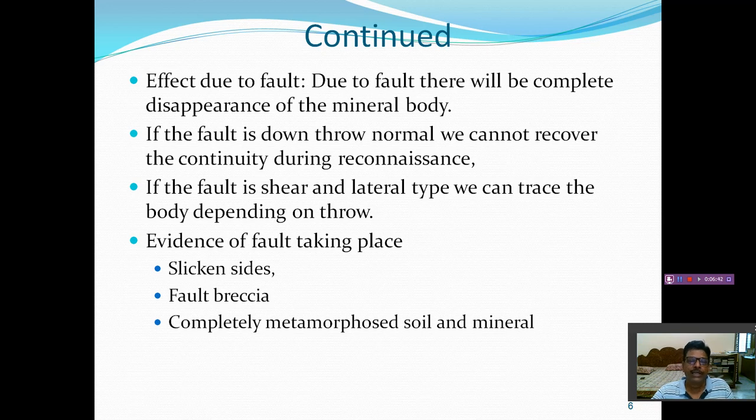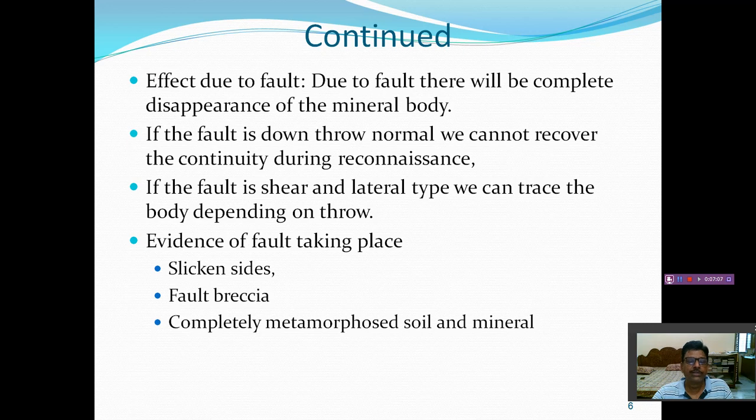I teach them for GATE. So, some lectures are there. Sometimes I will post. If you are interested, you tell me, I will post them. But it is a waste of time if you are only aiming to pass this exam, DGMS. This is sufficient. If the fault is a shear fault, lateral type, then you can trace the body depending on the throw. If some of you are interested, I can explain to you later.